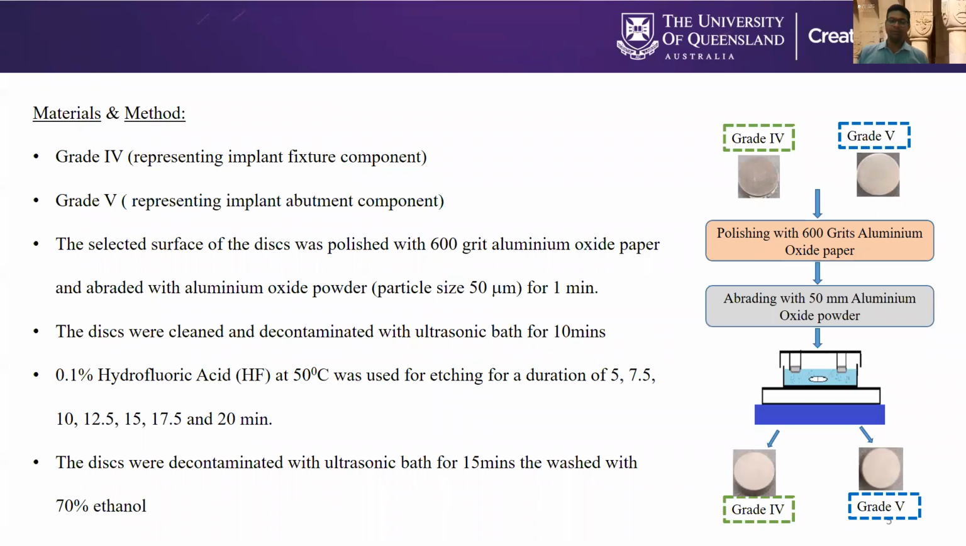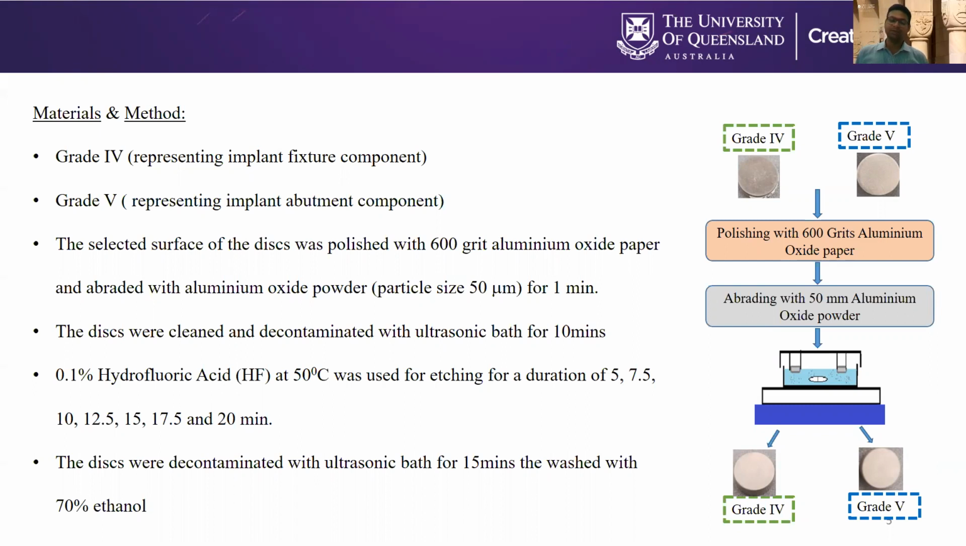In the following study, we use grade 4 and grade 5 titanium. Grade 4 titanium is titanium with titanium oxide on its surface. Grade 5 titanium contains titanium, aluminum, and vanadium. So in the following study, we polish the surface of the titanium using 600 grit aluminum oxide paper or sandpaper. We abrade the surface using 50 micron aluminum oxide powder.